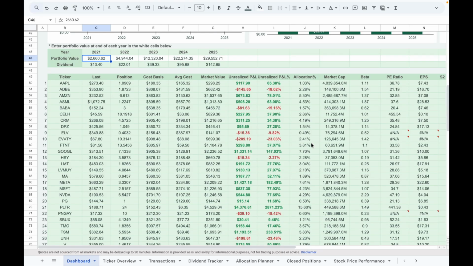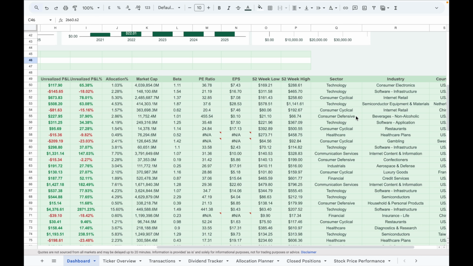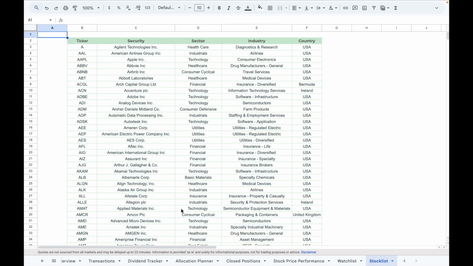At the bottom, you will find a detailed table listing all stocks in your portfolio, including last price, position size, cost basis, average cost, market value, unrealized P&L and percentage, industry and sector. If any stock is missing industry or sector data, simply go to the stock list and enter the information manually.